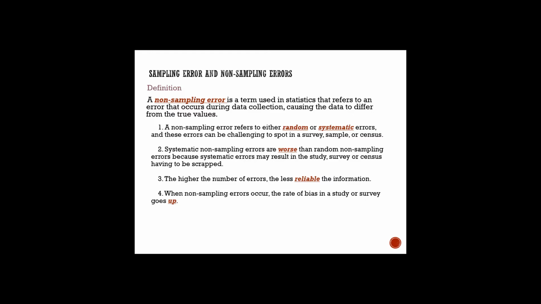The higher the number of errors we find, the less reliable the information that has been gathered in our survey. And when non-sampling errors occur, the rate of bias in the study or survey goes up. Now, if a sample is non-random, and hence this is the most likely non-representation, the sample results may be too different from the actual census results or the population results. The questions may be phrased in a way on our survey that is not fully understood by members taking the survey, and this would cause a non-sampling error.